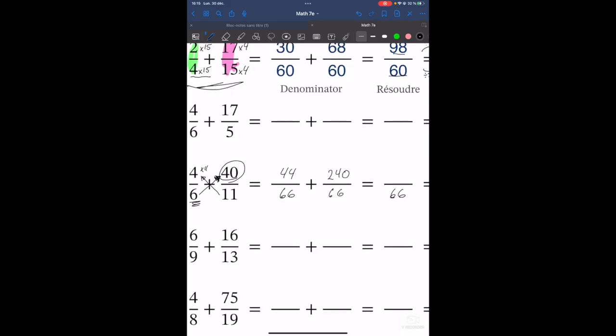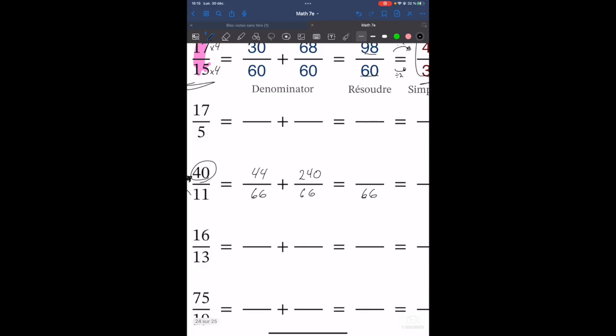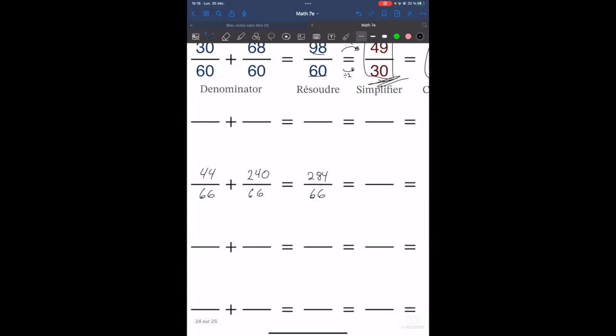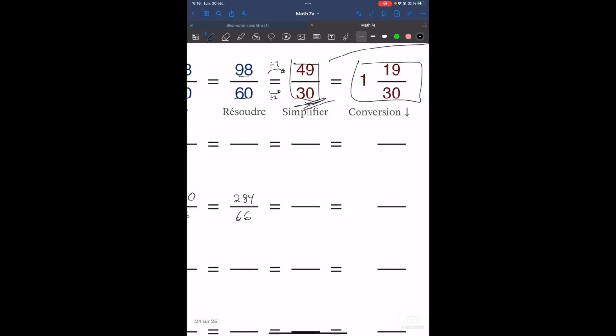All right. So now what I can do is add just the numerators together. I know the denominator stays the same. That gives me 284 on 66. This is something that I can simplify.